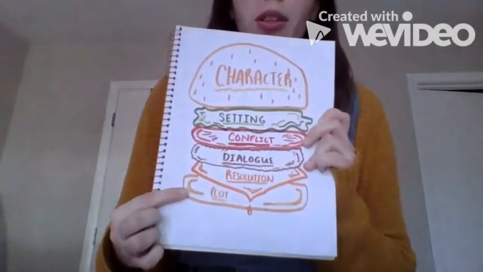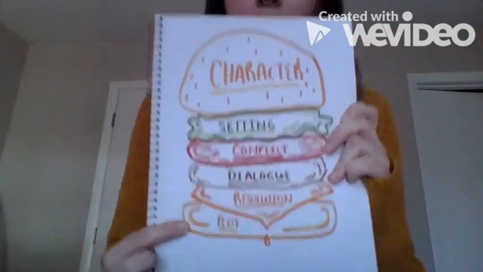Alright guys, we have reached the very bottom of our burger, the bottom bun, which is the plot. Now, the plot is not part of your story, but it is the whole story. The plot is beginning, where we meet our characters, middle, where conflict happens to our characters, and the end, which is our resolution and how our story ends. And that all put together is the plot, and you have a whole story and play written.